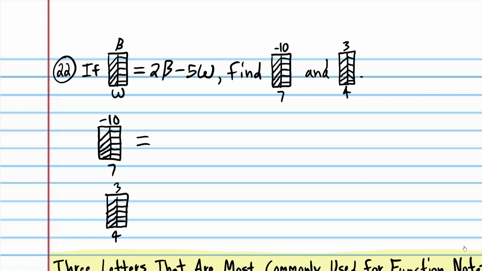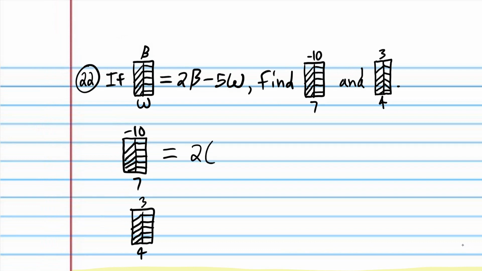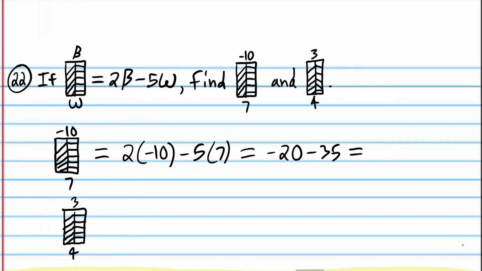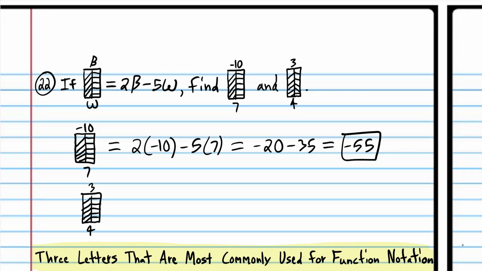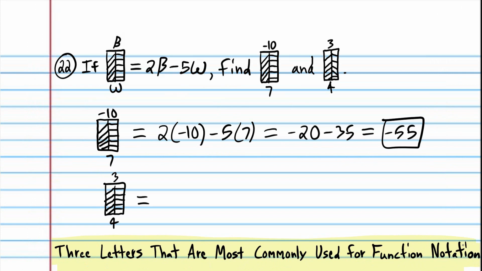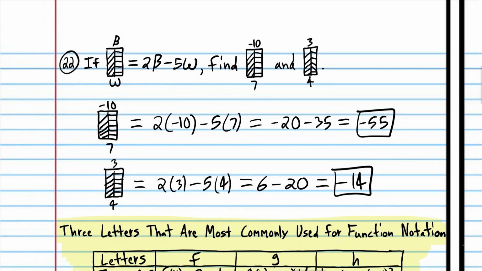Alright, we're back. So we're going to plug in negative 10 for beta and 7 for omega, and we get negative 20 minus 35 is negative 55. So if you got that right, good. And now we're plugging in 3 for beta and 4 for omega. So we have 6 minus 20, which is negative 14. So if you got that right, excellent.